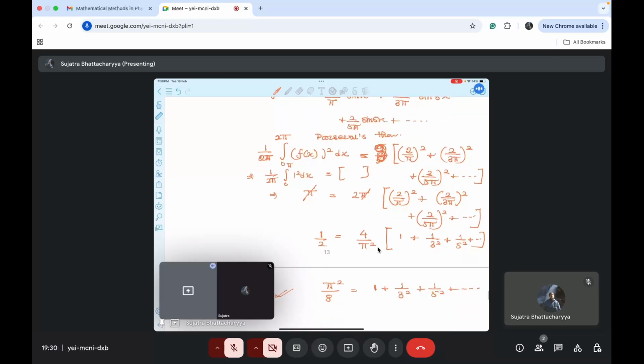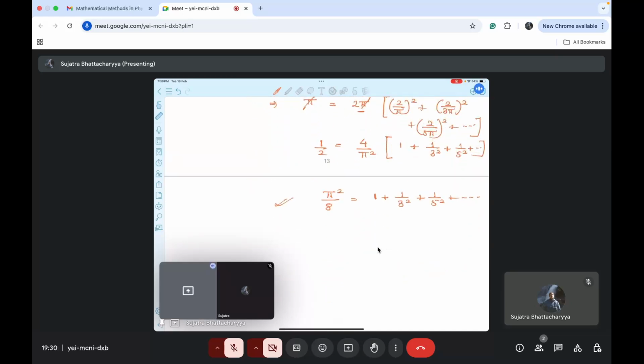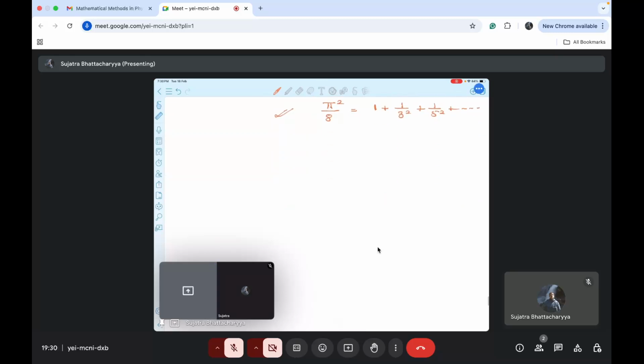This 2 pi we are multiplying here, and this becomes only pi, and then the entire series will be. So this is how we can work. This is how several questions may come. Another question, let us do.